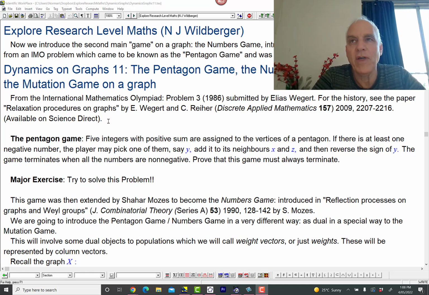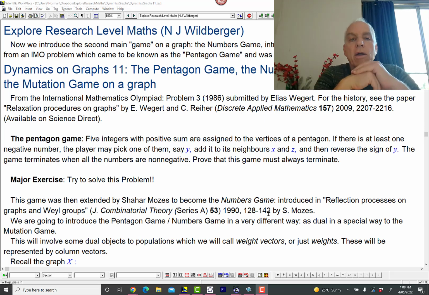So this game was then extended by Shahar Moses to become the numbers game, so quite a big generalization. And that was introduced in a paper in 1990 called Reflection Processes on Graphs and Weyl Groups in the Journal of Combinatorial Theory, and here it is there.